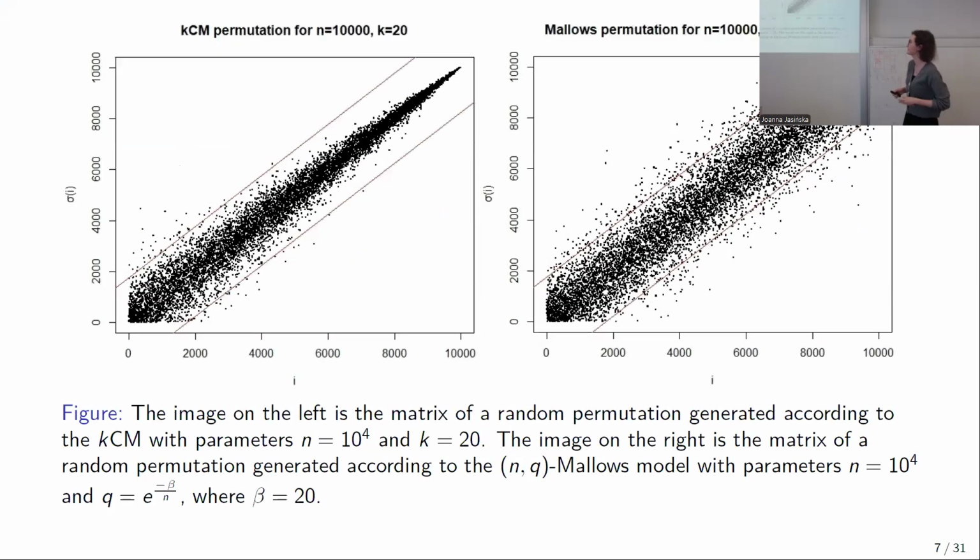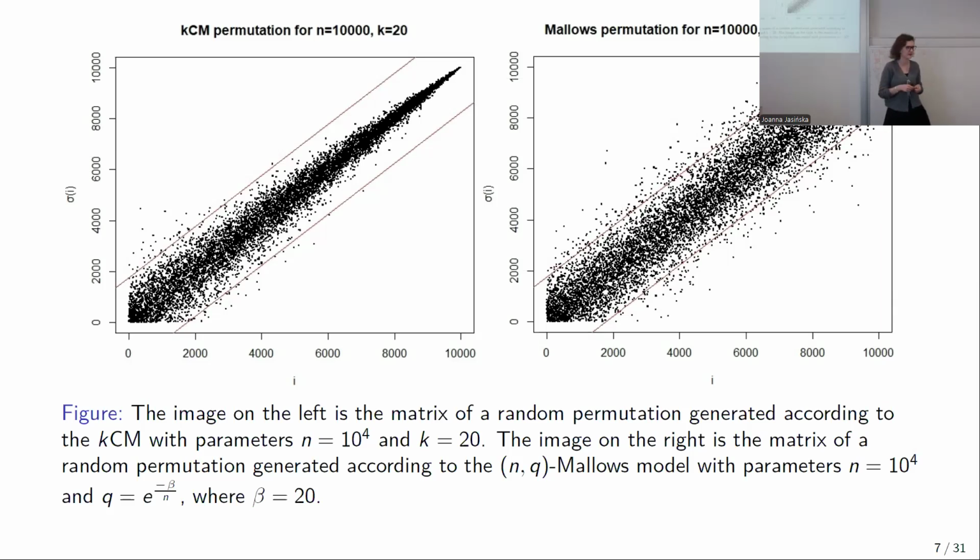Okay, so these are the pictures, and you can see that you have a very big deck of cards. So you have n equal 10 to the 4th power, and k is equal 20, and then the k card minimum permutation looks as follows. And if you take a Mallows model on the same size of the deck of cards, so 10 to the 4th, and Q of this form e to the minus beta over n, where beta is 20, then you get this picture.